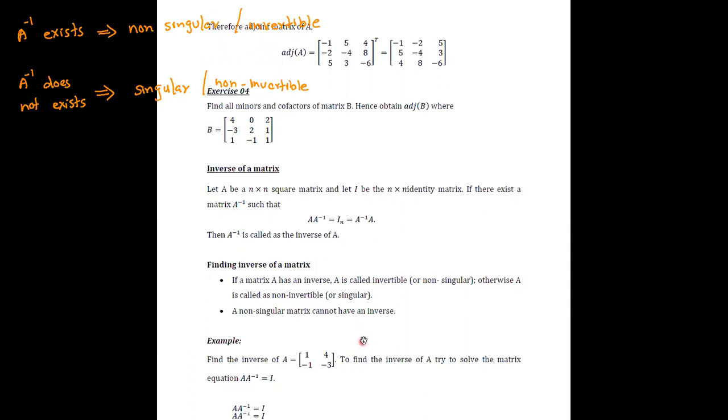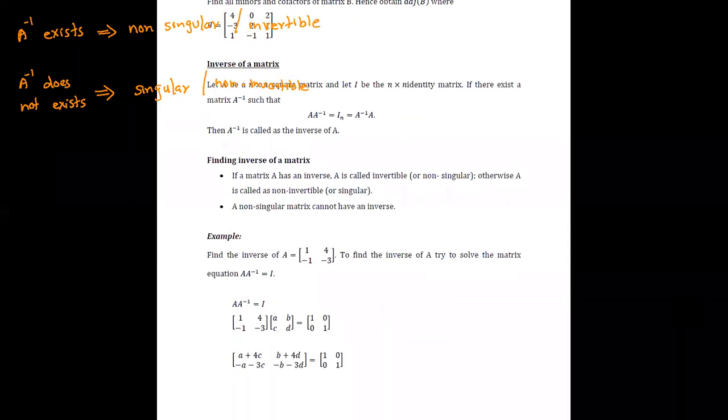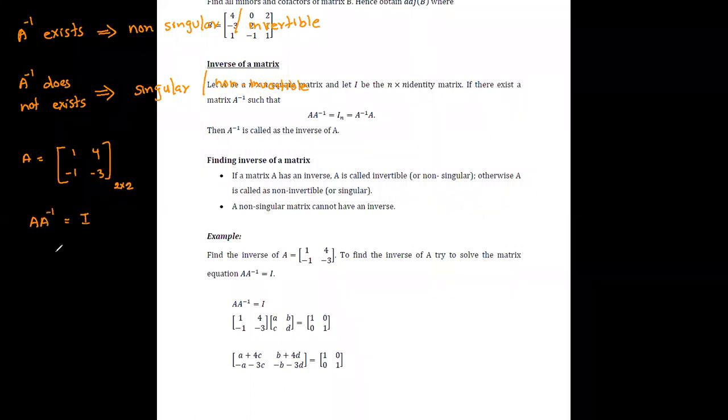Suppose that matrix A is given as 1, 4, -1 and -3, which is a 2 by 2 matrix. According to the definition, A times A inverse equals I. Here A is a 2 by 2 matrix, therefore A inverse should be a 2 by 2 matrix, and I should be an identity matrix of order 2.